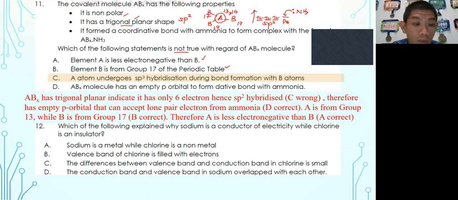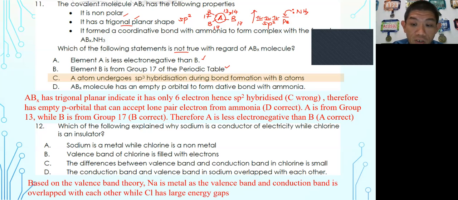So B is not true. And then C, the difference between valence and conduction band of chlorine is small, which is wrong because one of the reasons why you become an insulator is that the gap between the conduction band and the valence band is very wide. So C is not true. And the conduction band and valence band in sodium overlap each other, which is correct. So this is the reason why sodium becomes the conductor. So the best answer in here is D.